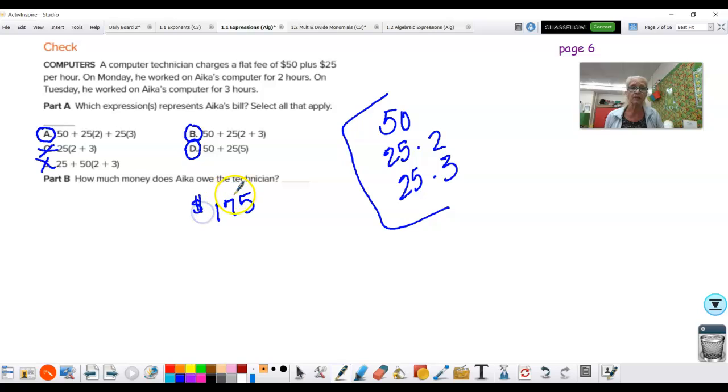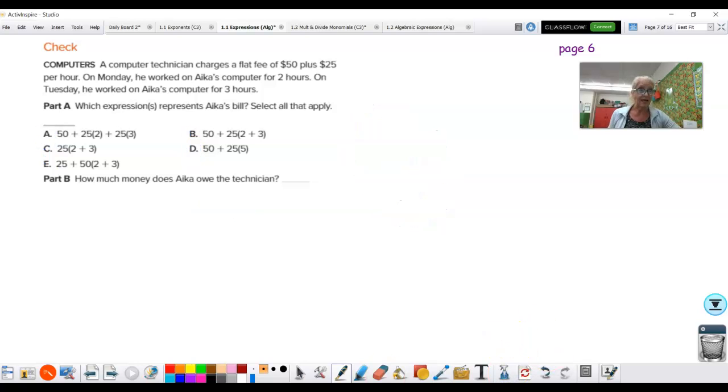That must be a really good computer if she's willing to pay that kind of money to fix it. That's a lot. More money than I have.